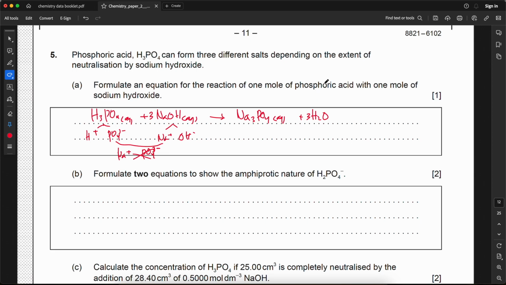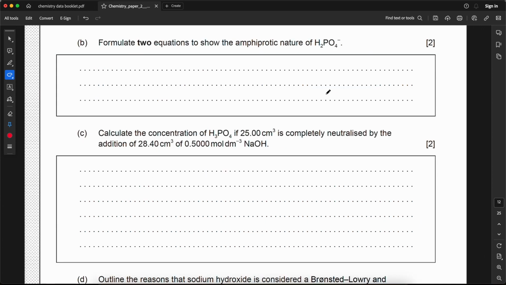Then it is balanced. Formulate 2 equations to show the amphiprotic nature of H2PO4 minus. Amphiprotic means it's able to donate a proton or accept a proton. So it can react as a base or acid. So the first one, H2PO4 minus as a base, reacts with H plus, will produce H3PO4.